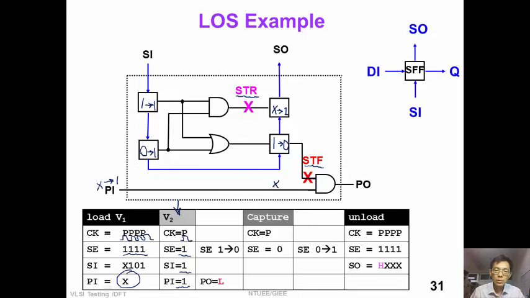So now we can observe the primary output. A good value should be logic 0, which is represented by letter L. If we observe a logic 1, then we detect the slow-to-fall fault.